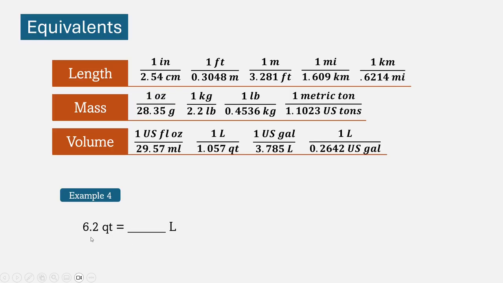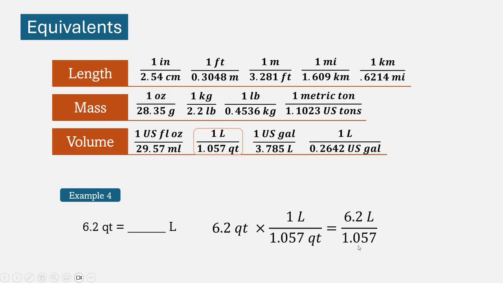Proceeding to our last example, 6.2 quarts is equal to how many liters? So write 6.2 here. Let us look for the equivalent, quart and liters. So this one. We'll choose this one. Quart is already in the denominator, so we just copy that one. It is equal to 6.2 times 1. That is equal to 6.2 liters all over 1.057, and quart is already cancelled. So the answer now is 5.87 liters.